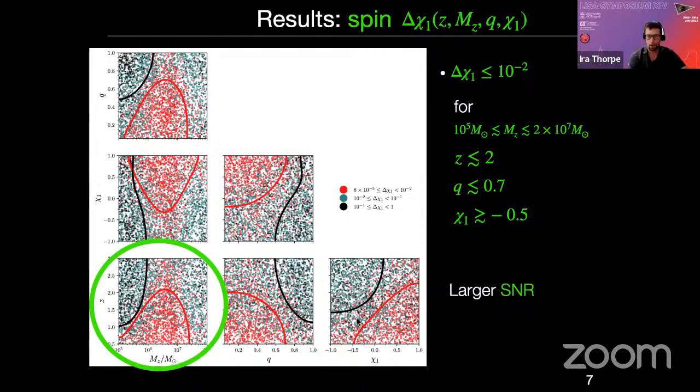Okay, so we do have one question, and I'll read this one out, and then after you answer this, we'll move over to the next speaker. It's from Krishnendu. Could you say a bit more about the waveform systematics that you plan to do? Also, do you have a feeling about how the spin precession effects may change the conclusions?